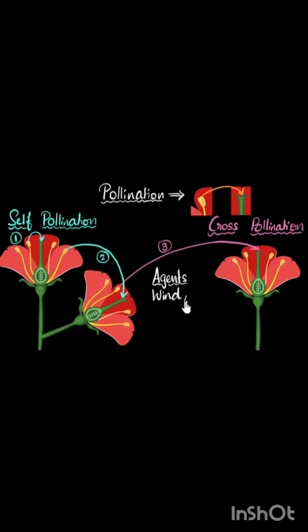So with wind or water, just like how wind helps in transferring pollen grains for land plants, water will help in transferring the pollen grains in aquatic plants.